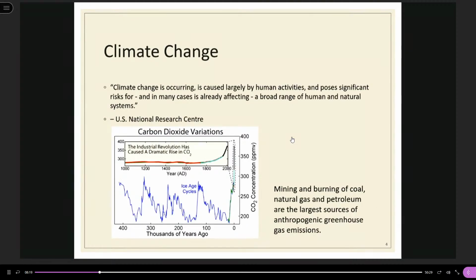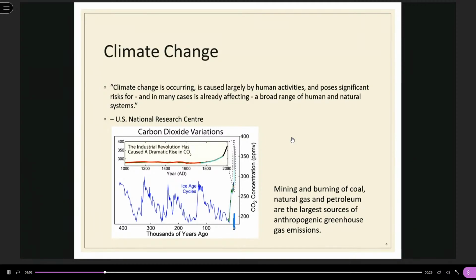Climate change is occurring. It is caused largely by human activities and poses significant risk for, and in many cases is already affecting, a broad range of human and natural systems. In this figure, it shows the statistics of the CO2 concentration. We are now here.